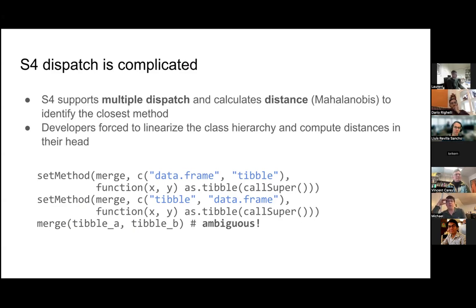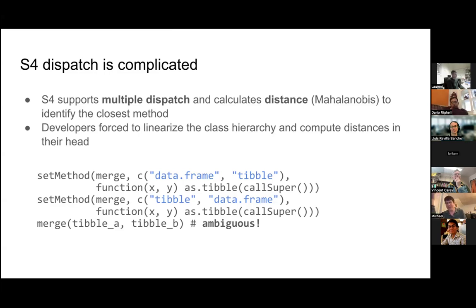S4 supports multiple dispatch that is actually based on a distance calculation, essentially the city block distance, the Mahalanobis distance, where it's computing for each of the dimensions, which are the arguments in your signature, how far off are you? How far derived are you from the class in the signature, and it adds up the distances along the signature, and then ends up finding the closest one.